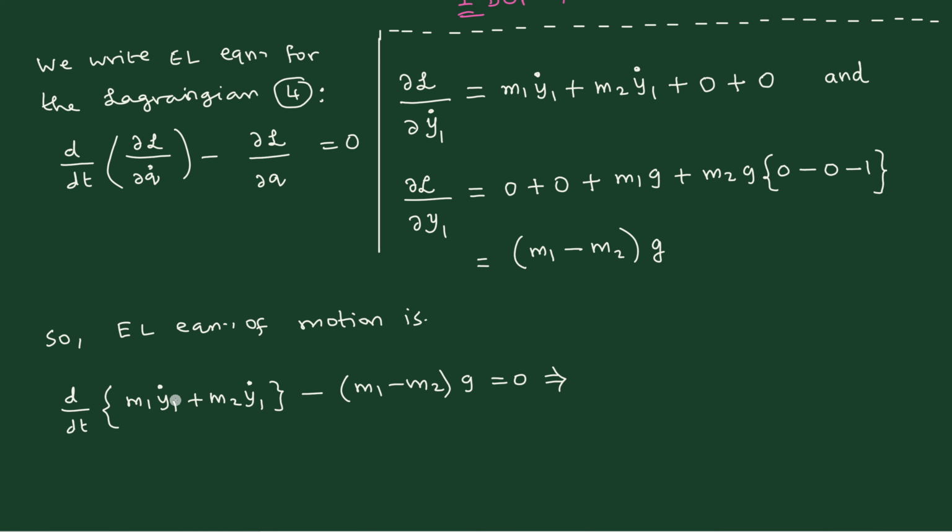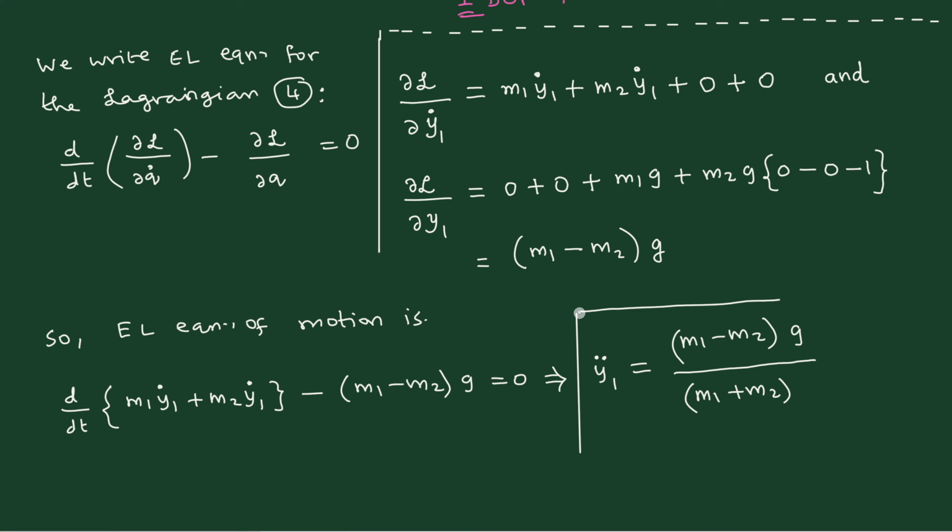And that gives you, now you know, the time derivative of y1 dot will be y1 double dot, isn't it? Y1 dot is already there. Differentiate once, I will get y1 double dot. So y1 double dot happens to be common. That will be equal to, this one you can take to the right side. Then we get (m1 minus m2) into g, divided by, after taking common, m1 plus m2. And this equation is what is known as the equation of motion.